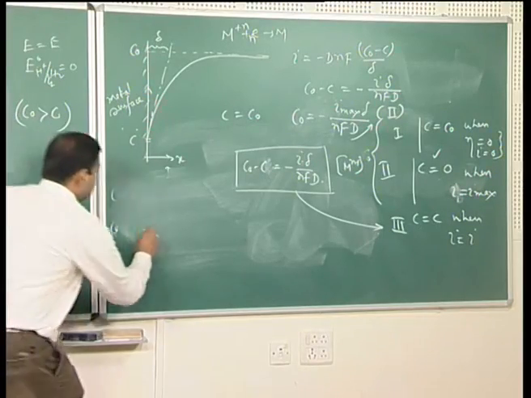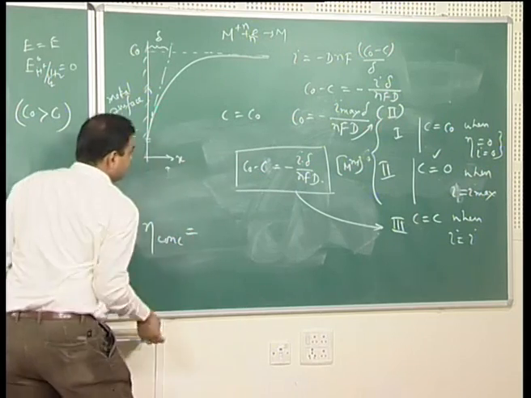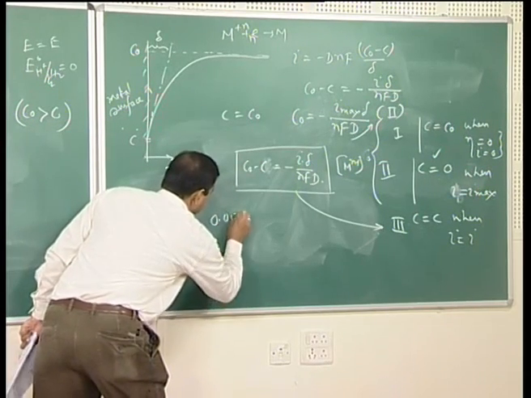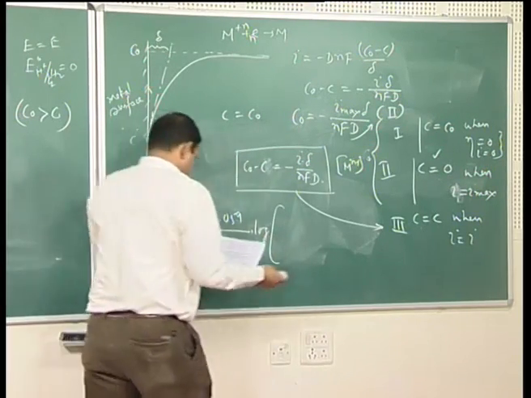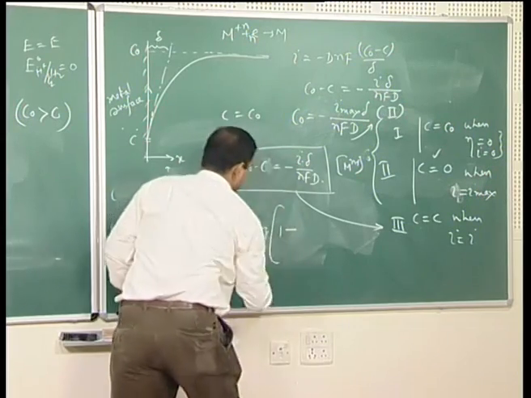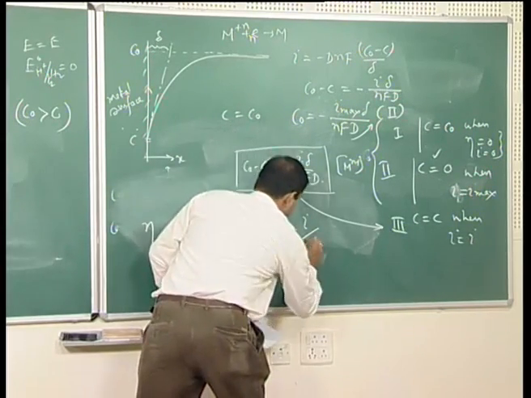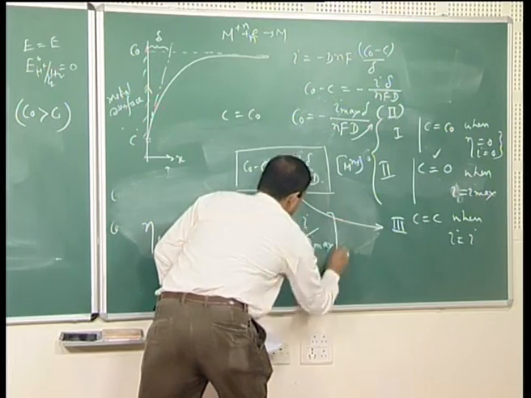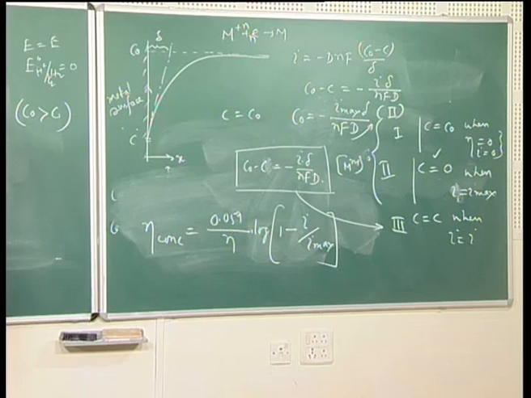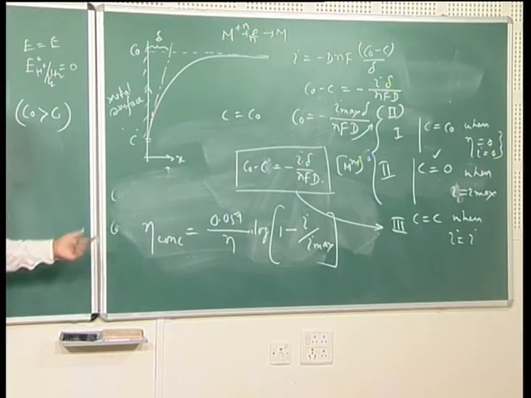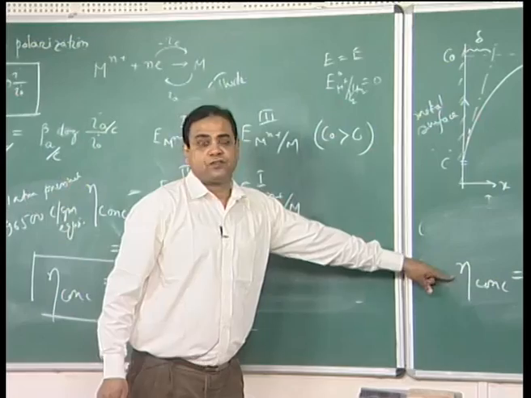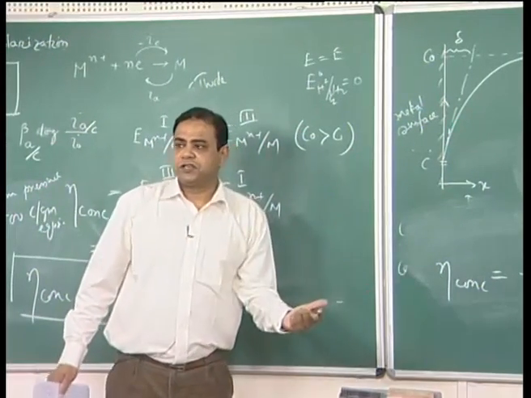So, I can replace this I and I0. Let me replace, and it equals 0.059 by n log of, you just replace this, you will get 1 minus I by I max. So, this is a very, very crucial expression, and this expression tells you what my polarization would be because of concentration difference. So, this is nothing but the concentration overvoltage.